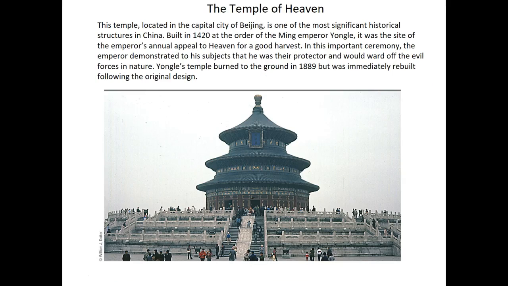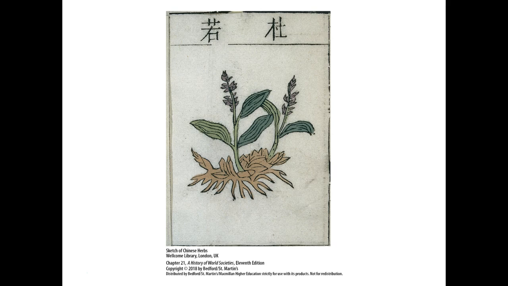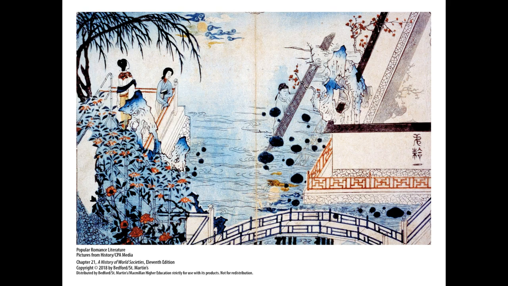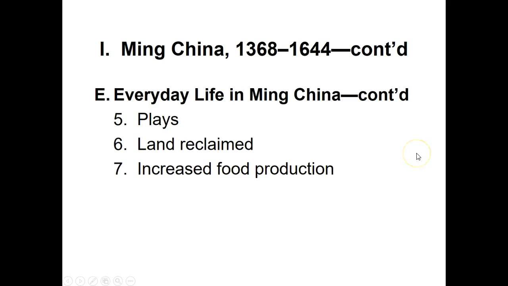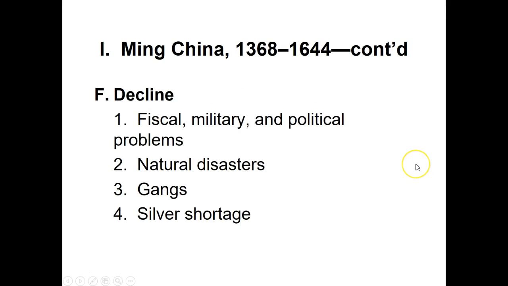And also a little bit of architecture here. You can see the Temple of Heaven, for example, built by the Ming Emperor Yongle. This is where the emperor made his appeal to heaven for good harvests and things like that. And a little bit of Chinese art here. So you can see it's a very artistic period. It's a period of time where China restores itself after being dominated by the Mongols.